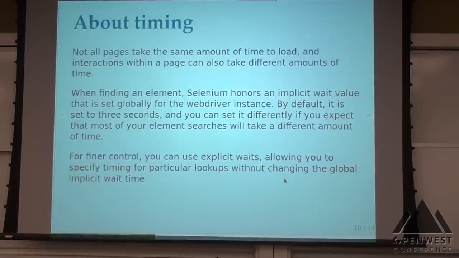And so that way, if you know, for instance, that when you get to one particular step in a series of actions, it's going to take up to 20 seconds for the server to return, and that's okay, then you might have an explicit wait there for the 20 seconds so that you can do that without changing the implicit wait value, so that the other stuff still errors if it isn't found within 3 seconds.